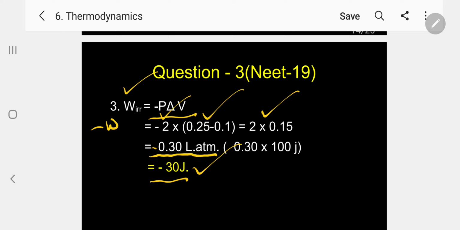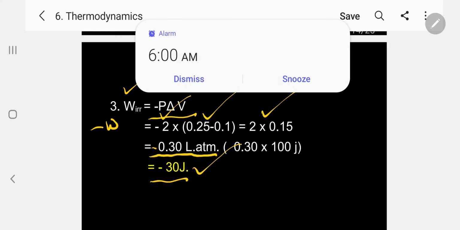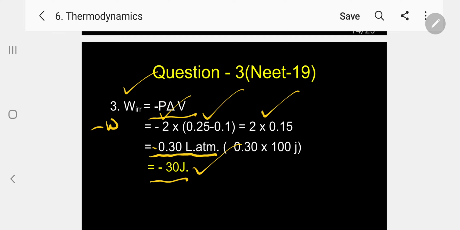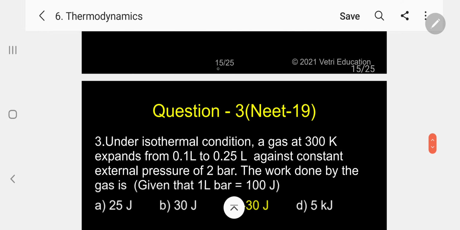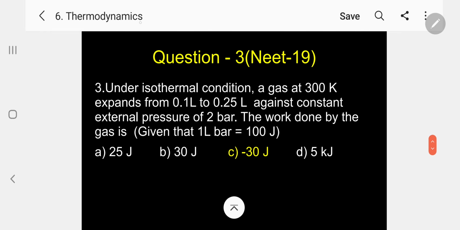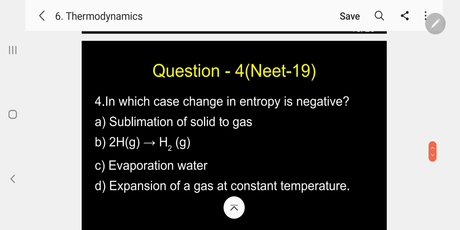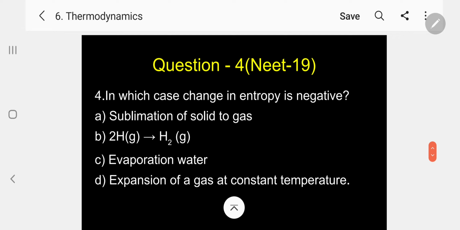Very, very simple. The problem is simple; the only thing is you have to understand. Kindly follow. Right. So the correct answer for this question asked in NEET 19 is minus 30 joule. Please memorize 1 liter bar or 1 liter atmosphere is equal to 100 joule, the NEET convention. Units and dimensions you might have been studying in physics.